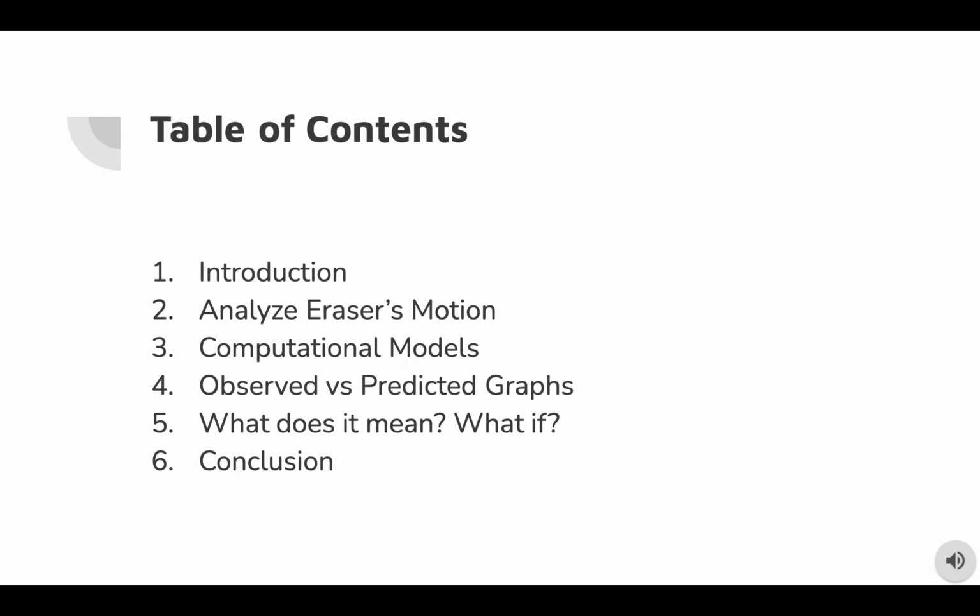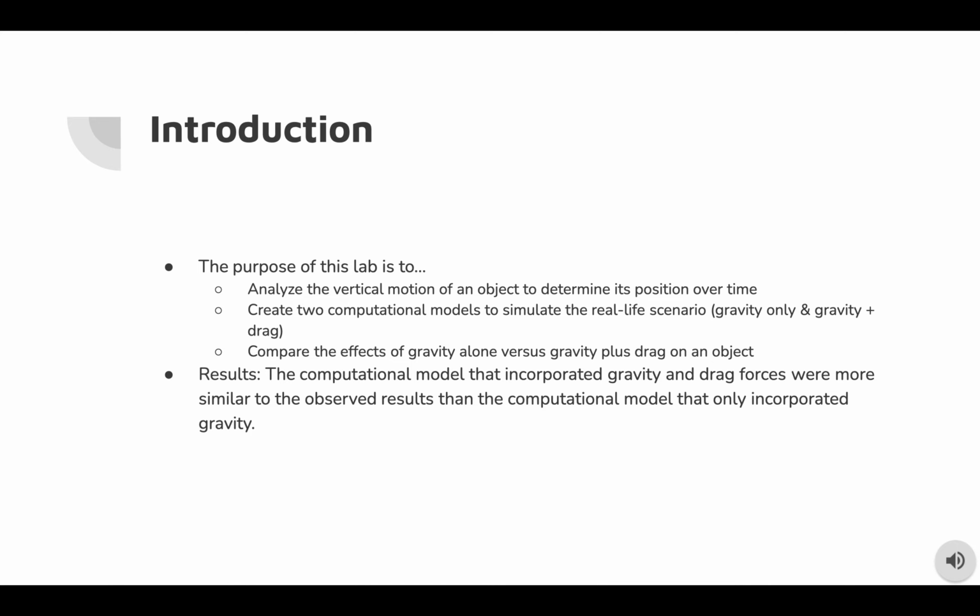the lab taught us. The purpose of this lab is to analyze the vertical motion of an object, being an eraser, to determine its position over time, and also to create two computational models that will simulate the real-life scenario. One model will have gravity only, while the other will have gravity plus drag forces. And then we'll compare the effects of gravity alone versus gravity plus drag. The preliminary results showed that the computational model that incorporated gravity and drag forces was more similar to the observed results than the computational model that only incorporated gravity.